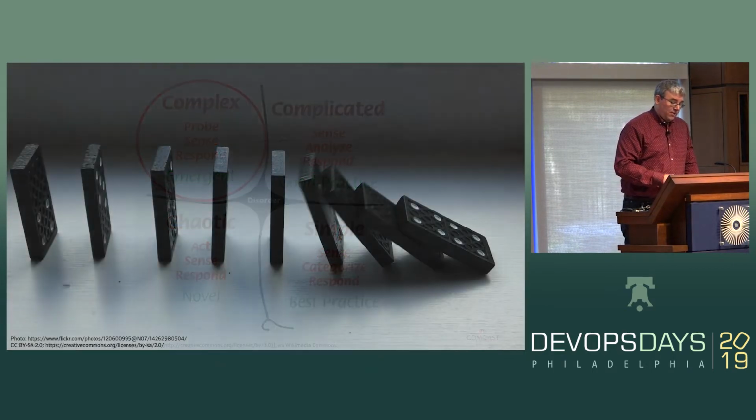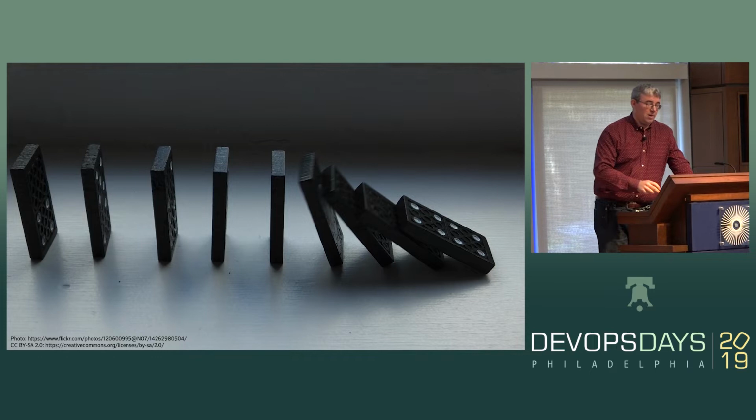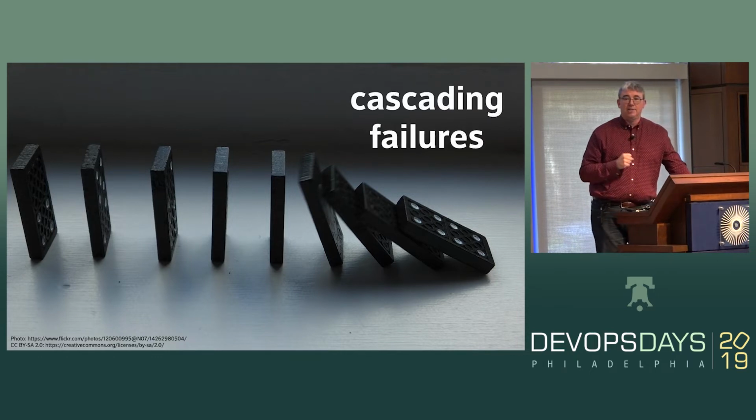So one of the first properties of complex systems is that they can exhibit cascading failures, right? This is the idea that one part of the system might fail, and then that causes another part of the system to fail, and then that causes another part of the system to fail, and so on, right?